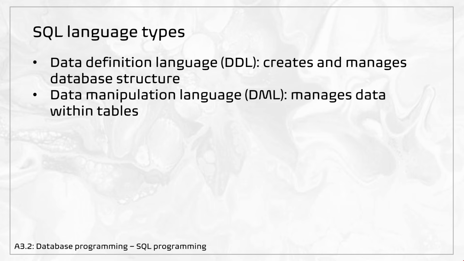There are two main categories for the SQL language: data definition language and data manipulation language. Data definition language creates and manages overall database structure. This includes things like making new tables, adding a new column to a table, or removing tables entirely. Data manipulation language manages data within tables. This refers to editing, adding, or removing the individual records within a table. Almost every SQL operation can be categorized into one of these two.